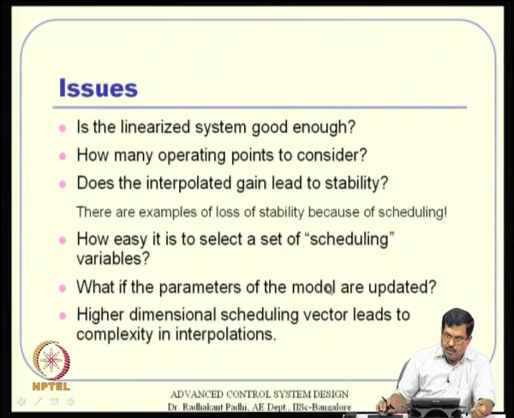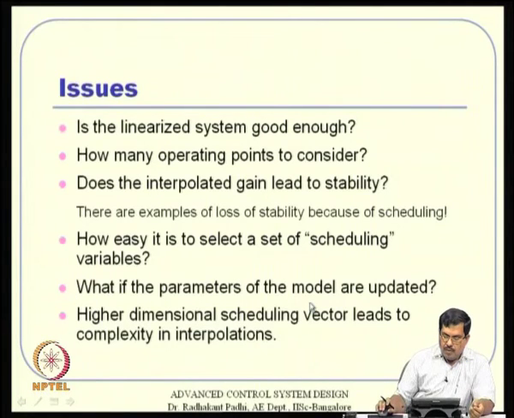Then as I told, a higher dimensional scheduling vector leads to complexity in interpolation. So, do not think that if interpolation is such a big deal, let us go for state variable interpolation, but that is also not a very good idea. Multidimensional interpolation grows exponentially as the dimensionality increases. In one dimensional interpolation you just need 2 neighbors, in 2 dimensional interpolation you need 4 variables, and in 3 dimensional interpolation you need 8 variables, like that. The neighboring node points will be 2 to the power n. So, we do not need to keep on expanding the number of free variables that way.